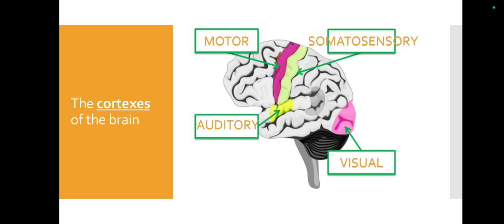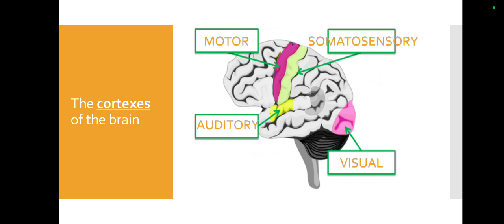So the four regions that you need to be familiar with are, you can see on the screen, the motor cortex, the somatosensory cortex, the auditory cortex, and the visual cortex. They're grey on your booklet, so it might be an idea to just get a highlighter or a coloured pen and just make them stand out.